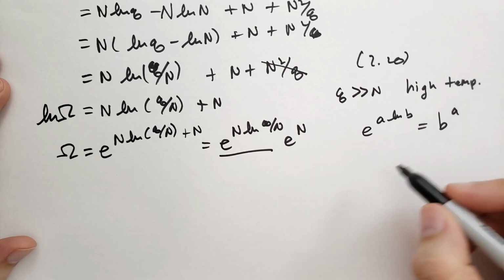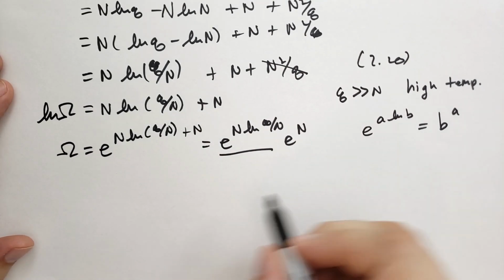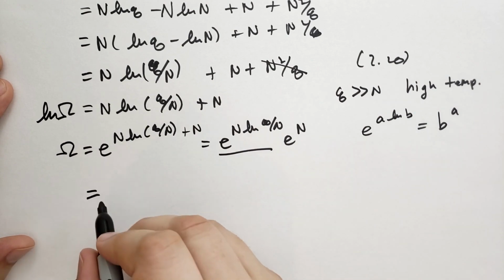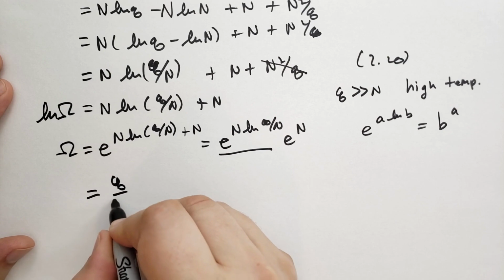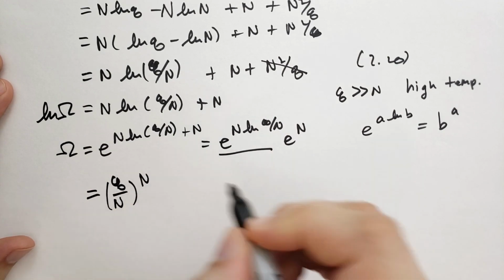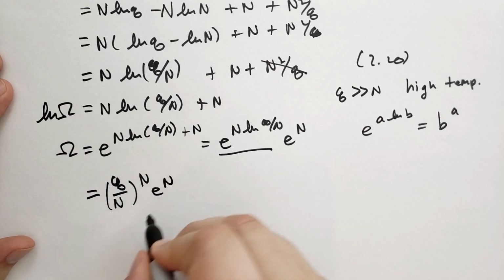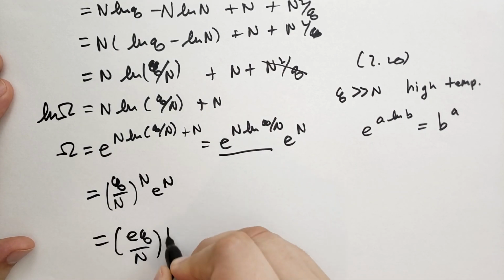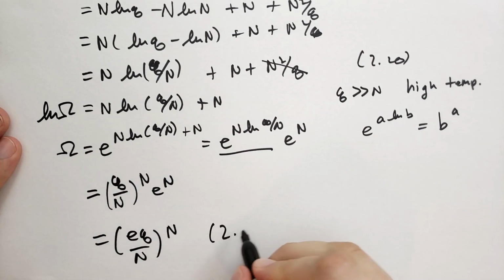If you want to prove this for yourself, what I did is I took the log of both sides, basically. It's pretty straightforward. So e to the a log b is b to the a. So we get Q over N to the n times e to the n. And we can bring that e to the n inside, so we get eQ over N to the n. And that's how you derive formula 2.21.